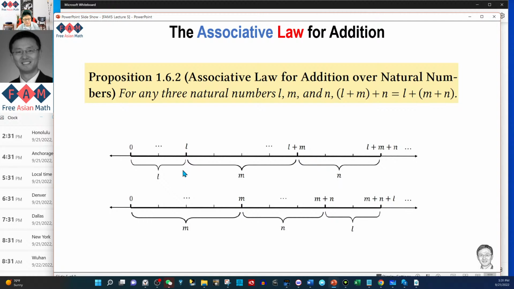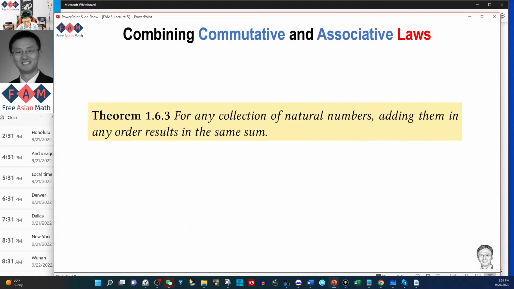Based on both the commutative and associative law, we have this very important result. Now this is a theorem because we have already agreed that both the commutative law and the associative law work. When we combine them, we reach this theorem: for any collection of natural numbers, adding them in any order gives you the same sum.